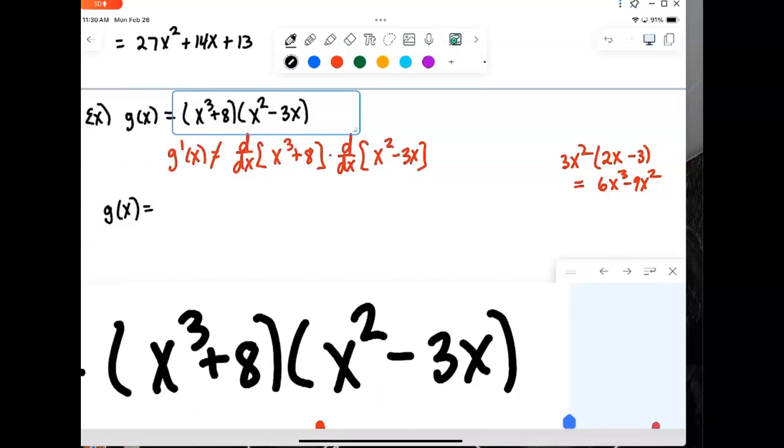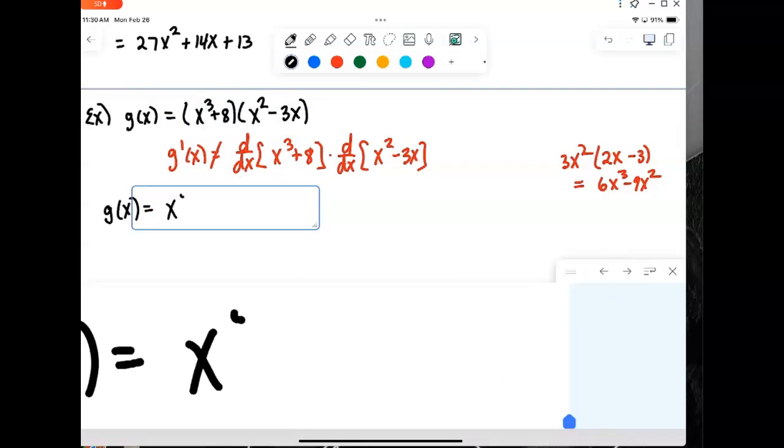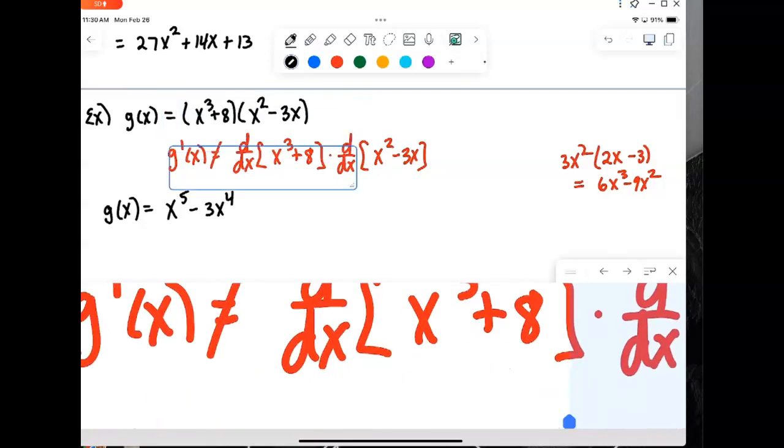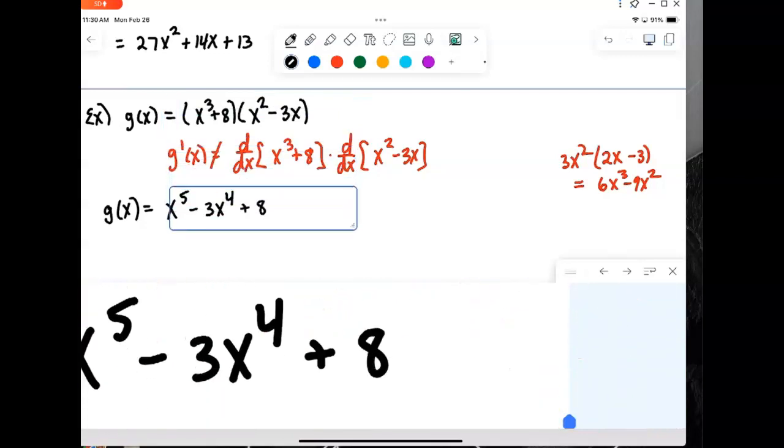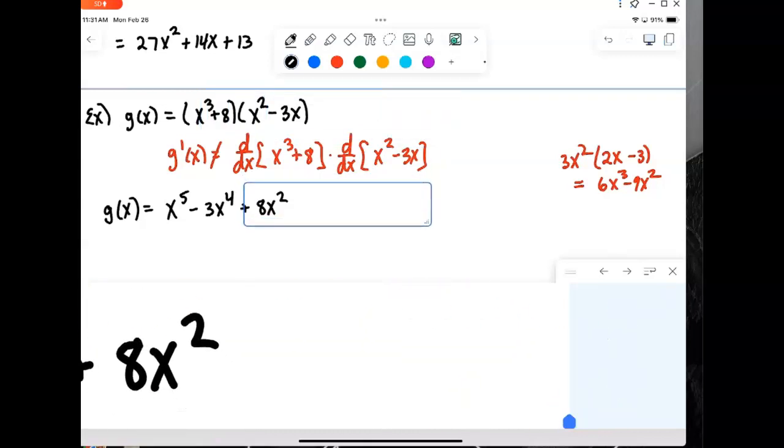So we would have x cubed times x squared would be x to the 5th. We would then have x cubed times 3x will be minus 3x to the 4th. In the middle, we'll have an 8 and an x squared. And we'll have an 8 and a 3 would be minus 24x.